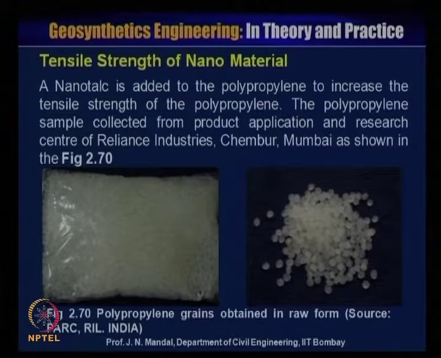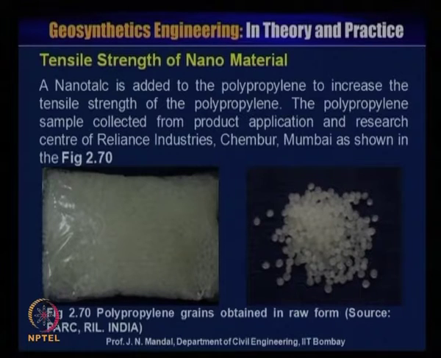A nanoclay is added to the polypropylene to increase its tensile strength. The polypropylene sample was collected from the Product Application and Research Center of Reliance Industries, Chembur, Mumbai. You can see this is a polypropylene grain, obtained in raw form, and the source is PARC, RIL India. You can see these are the beads.